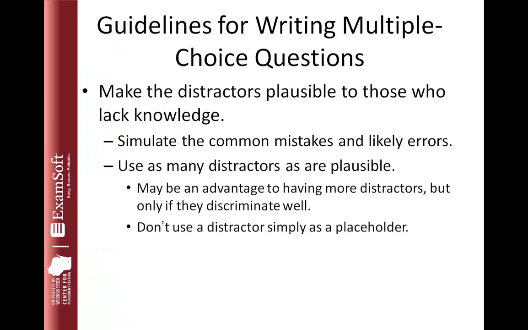We also only want to use as many distractors as are plausible. So if you can only think of 2 good distractors or 2 good incorrect options, then only use 2 distractors. We don't want to simply add something in as a placeholder to make sure that we have a certain number of options. We generally recommend that you have the correct answer and then 3 distractors, or 3 incorrect answers, or the correct answer and 4 distractors.